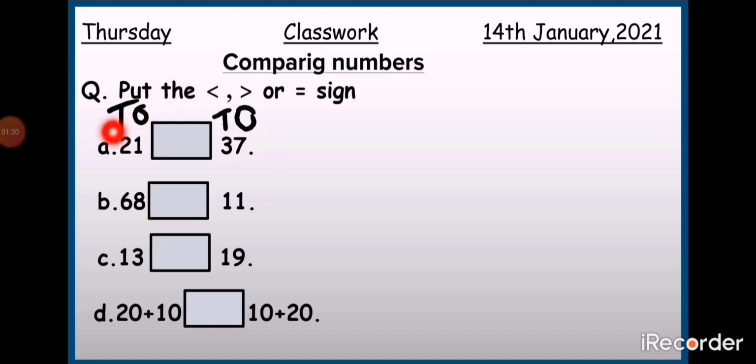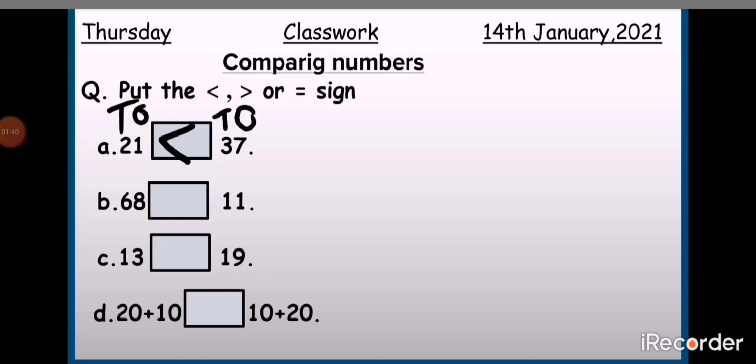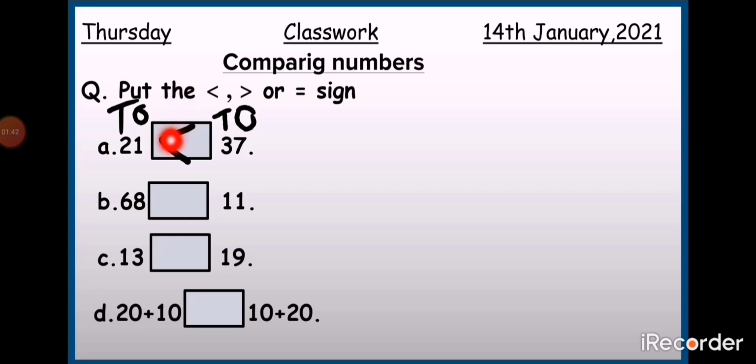Now look at the number 21. Compare the tens. 21 has 2 tens and 37 has 3 tens. So 2 tens are less than 3 tens. And in total, we can say 21 is less than 37. So we will choose the smaller than sign and put it in the box. And remember, put the pointed side or closed side towards the smaller number and open side towards the greater number. So this means 21 is smaller than 37.